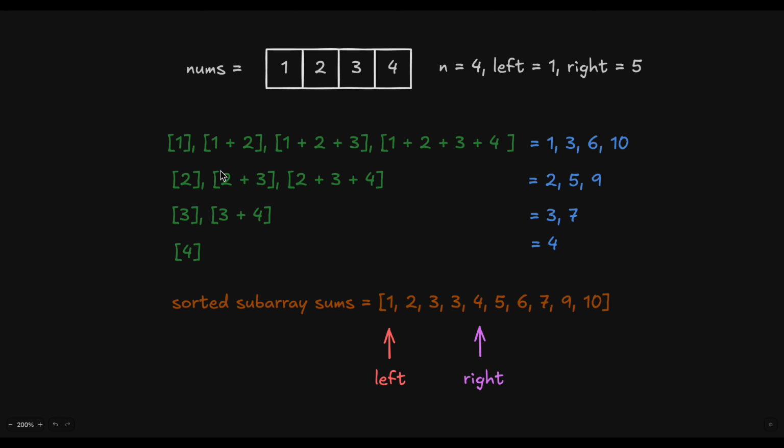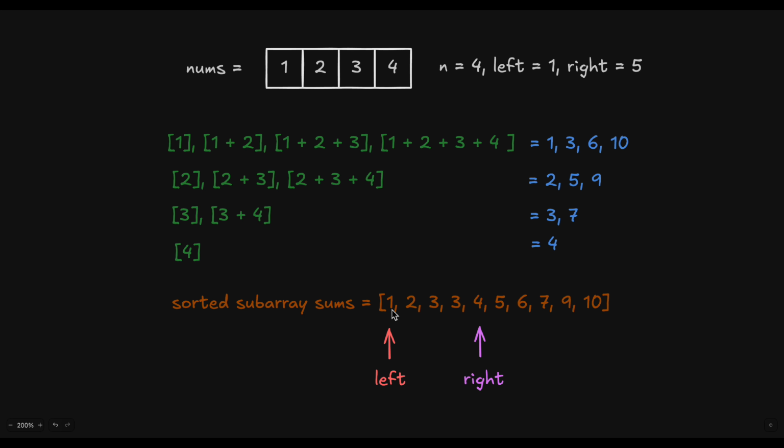Similarly, from 2 we will get 2, 5, 9. From 3 we will get 3 and 7. And then from 4 we can only get 4. So then we sort it. So this is how the sorted array looks. And now we have to get the sum of all the values between indices left and right.